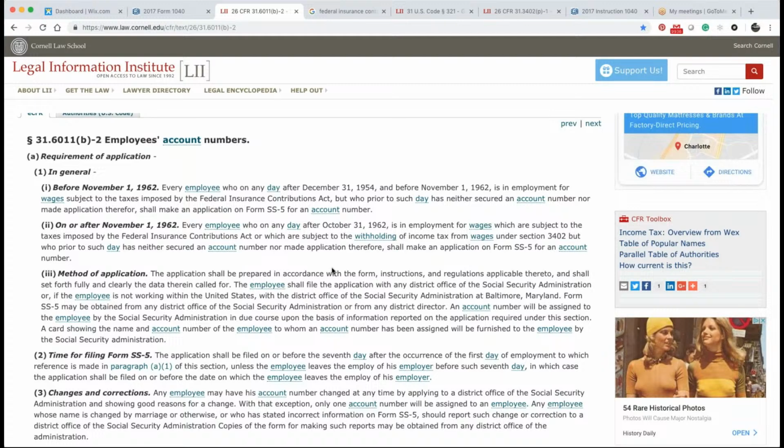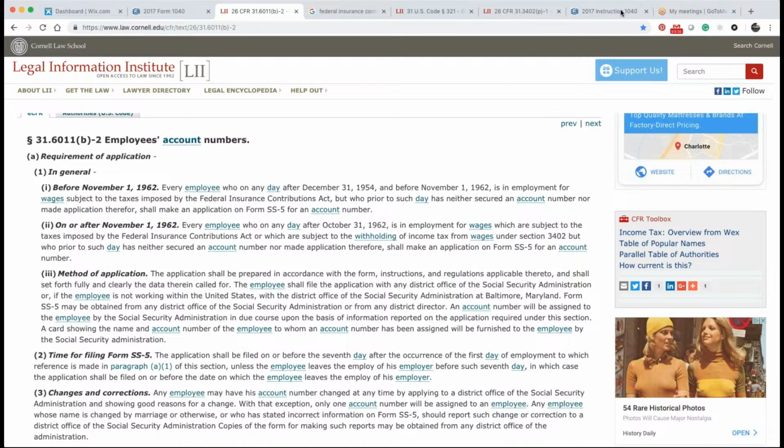On or after November 1st, 1962, every employee who on any day after October 31st, 1962, is in employment for wages which are subject to the taxes imposed by the Federal Insurance Contribution Act, or which are subject to the withholding of income tax from wages under Section 3402, but who prior to such day has neither secured an account number nor made application therefore, shall make an application on Form SS5 for an account number. So, what's an account?